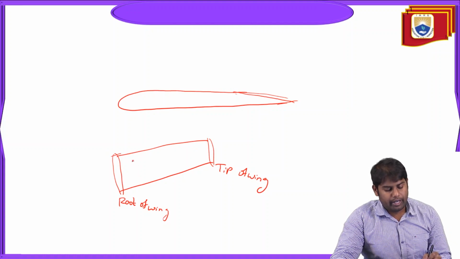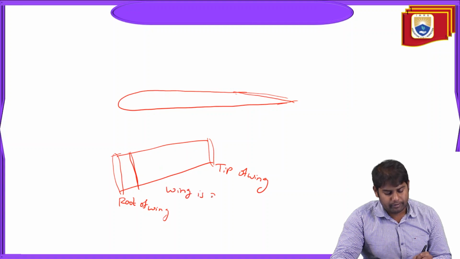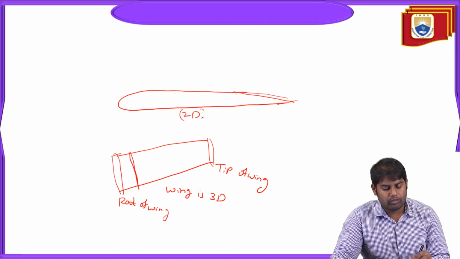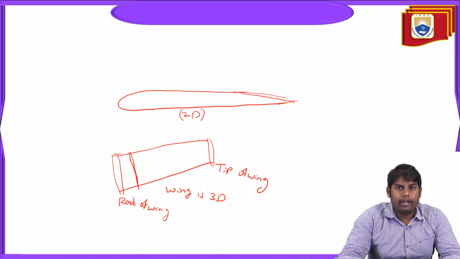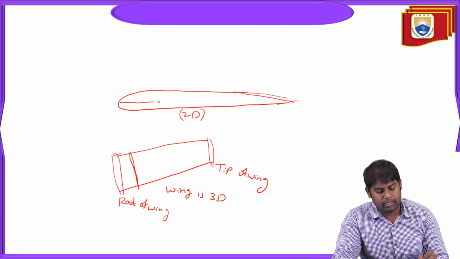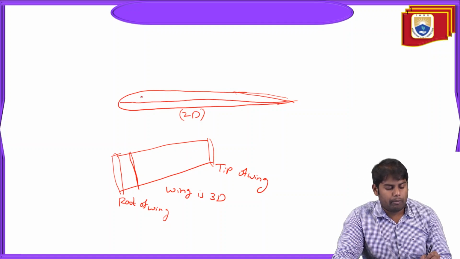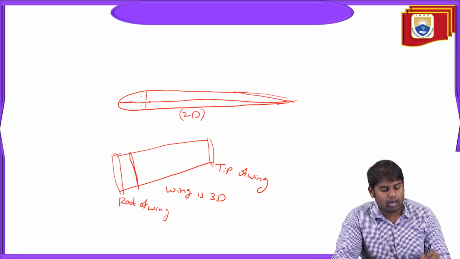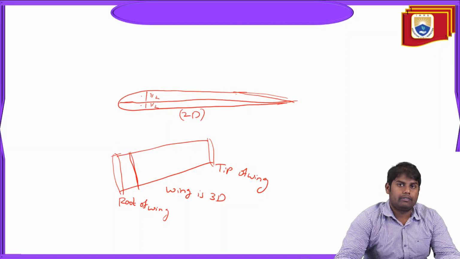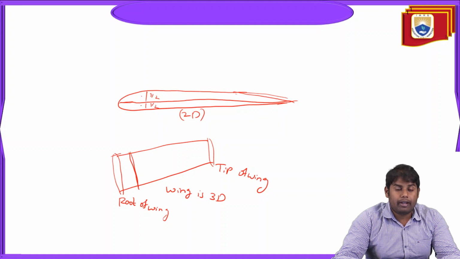If you take a cross section of the wing, we get this airfoil, the 2D view. The wing is 3D, and the airfoil is its 2D view. There are different types of airfoil: symmetrical airfoil and cambered airfoil. A symmetrical airfoil means that if we take this horizontal line as the chord line, it divides the airfoil into two equal halves. These are equal, so it is said to be a symmetrical airfoil.